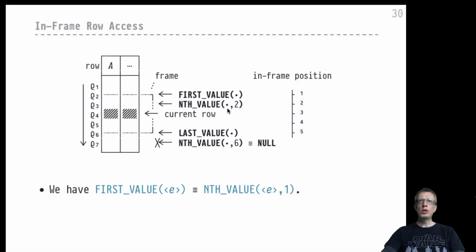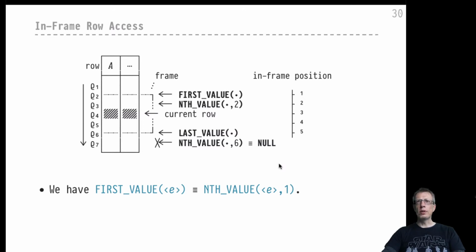Nth value will give you access to the row that is at offset 2 or 3 or 5, whatever you specify in the second argument to nth value inside the frame. The first row in the frame is at offset 1, so you see that this equivalence is holding, and first value is actually syntactic sugar for this slightly more complicated expression. Of course, reaching outside the frame will lead to a null value result. All right, so there is no sixth row in this 5-row frame. Reaching outside beyond the frame in this case will yield a null value. Okay, I think this is simple enough.